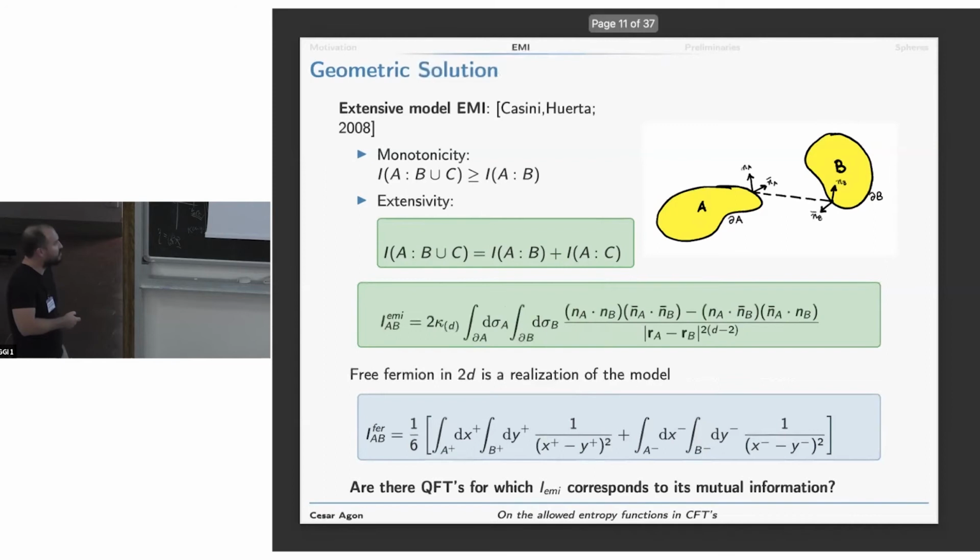Let me go back to the previous formula. This formula is just an alternative representation in which this integral collapses just to a boundary integral, but it's kind of similar. And you see immediately the dependence on the distance.